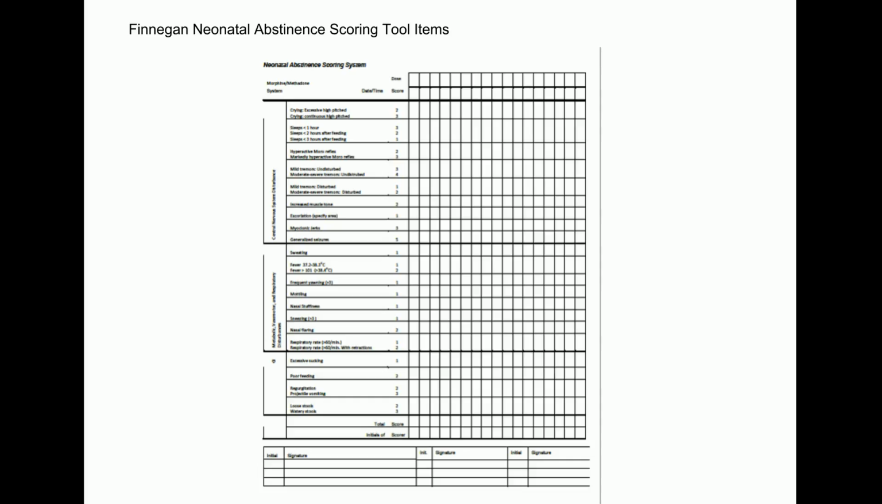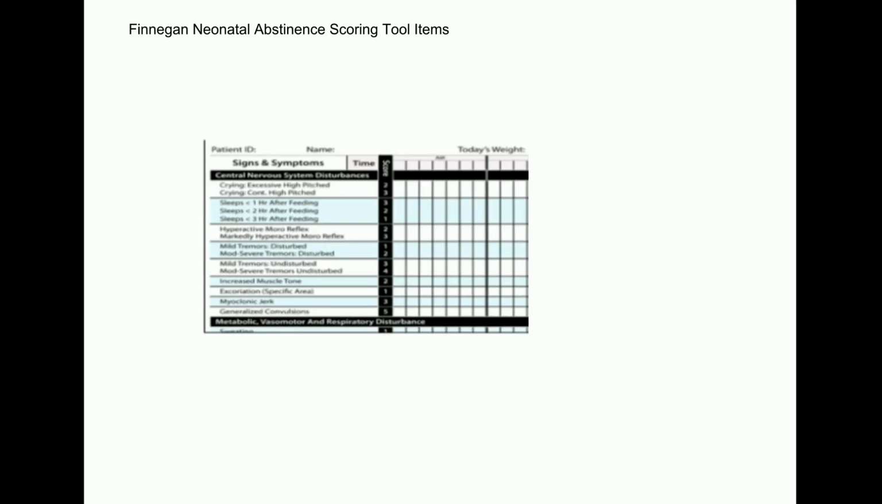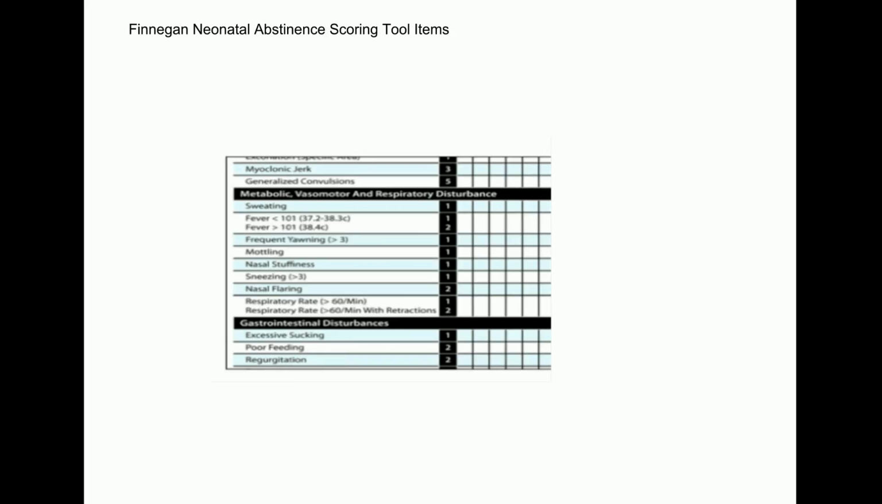The FNAST items are grouped in 3 categories. The first category of symptoms includes central nervous system disturbances, including crying, sleeping, Moro reflex, tremors, muscle tone, excoriation, myoclonic jerks, and generalized convulsions. The second category on the FNAST form is metabolic, vasomotor, and respiratory disturbances, including sweating, fever, frequent yawning, mottling, nasal stuffiness, sneezing, nasal flaring, and respiratory rate.